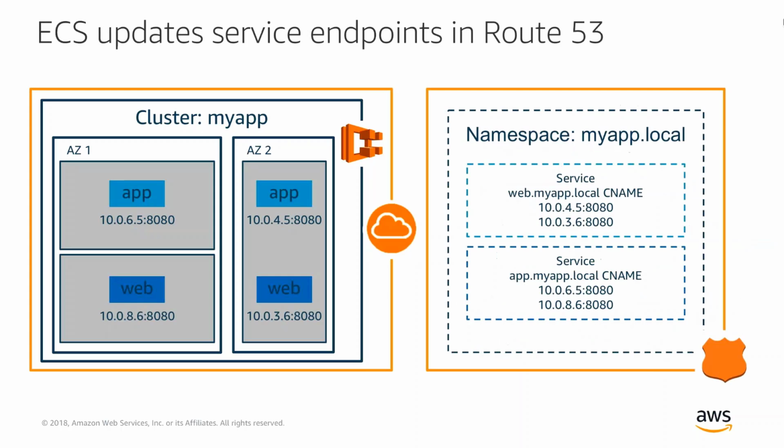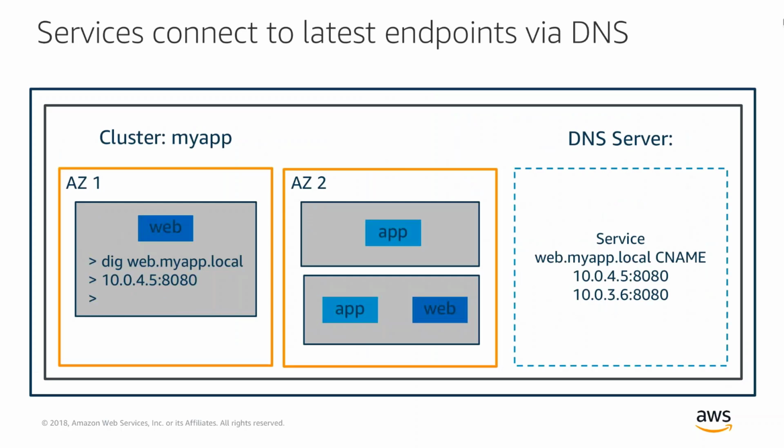And here's what that ends up looking like. Here we have this application in the cluster. You see there's an application that's spanning two availability zones with different IP addresses. And I see on the right-hand side two different service discovery endpoints, web.myapp.local and app.myapp.local, that have the IP addresses of those tasks registered. And once again, here you can see in this slide, I can just use a simple dig command to fetch the IP addresses for the tasks from the registry.